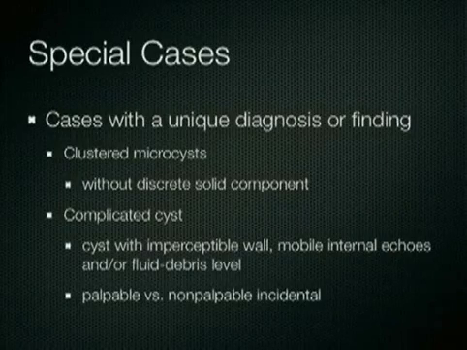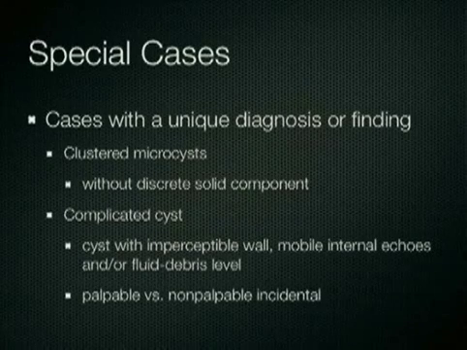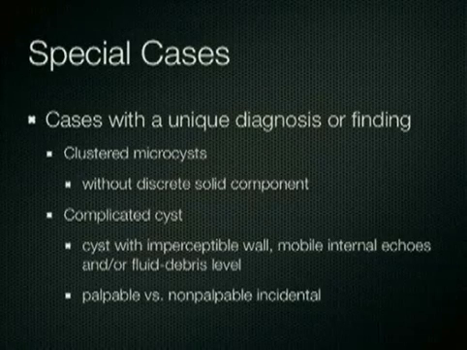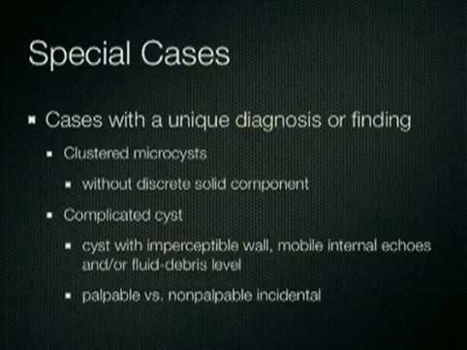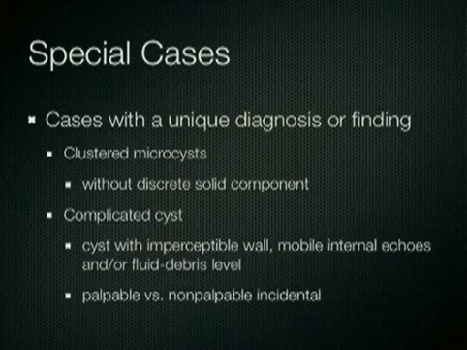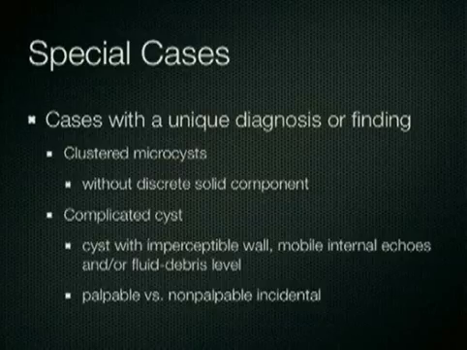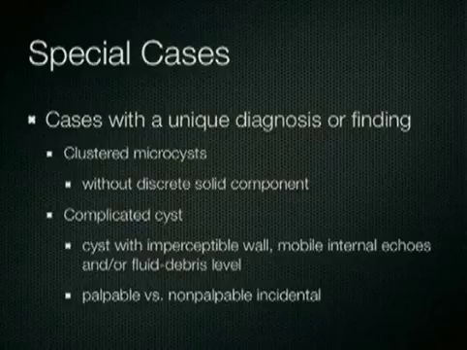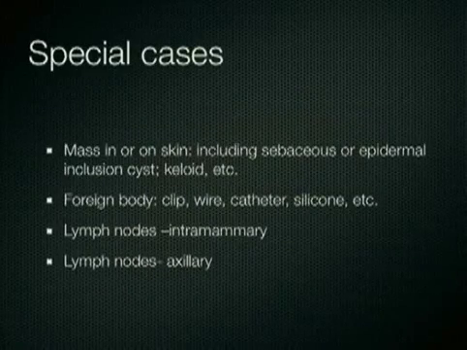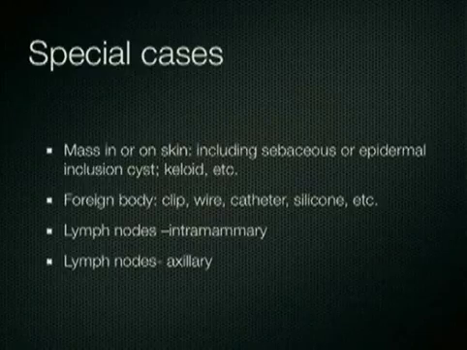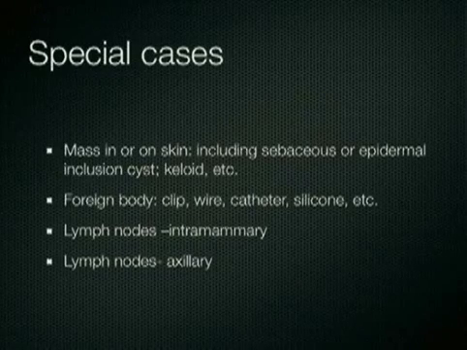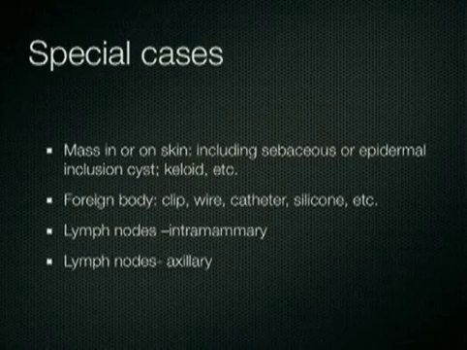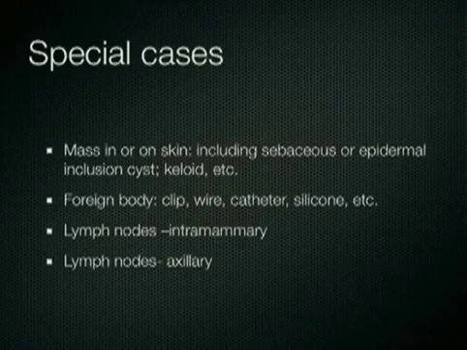In addition to these findings, which are commonly seen with breast lesions, a number of unique findings are occasionally noted. These include clustered microcysts without a discrete solid component, complicated cysts, which may contain mobile internal echoes and or fluid debris levels, masses within the skin, including sebaceous or epidermal inclusion cysts, foreign bodies, including silicone, clips, wires, catheters, and so forth, intramammary lymph nodes, and axillary lymph nodes.